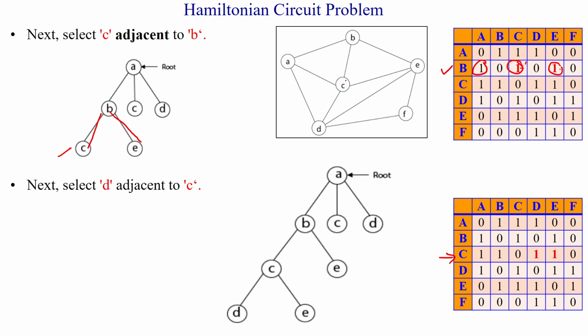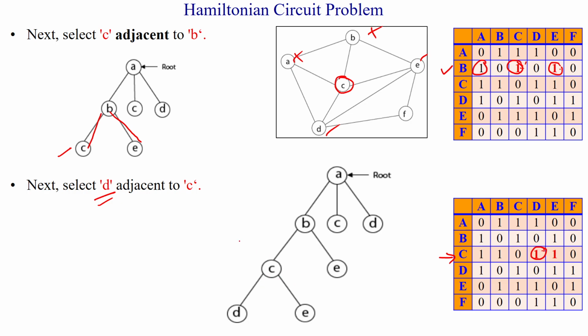For exploring c, we have four adjacent vertices: a, b, e and d. So a and b are already visited. The unvisited vertices are e and d. Among e and d, d is the first vertex as per alphabetical order. So as per this, we are going to select the next adjacent vertex as d for c.